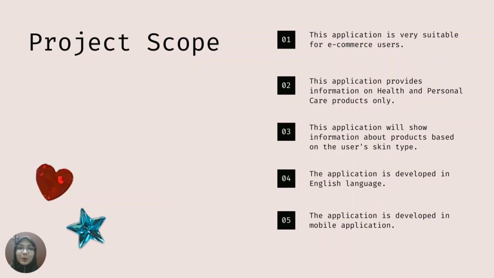The project scope, first, this application is very suitable for e-commerce users. Second, this application provides information on health and personal care products only. Third, this application will show information about products based on the user's skin types. Fourth, the application is developed in English language. And lastly, the application is developed as a mobile application.